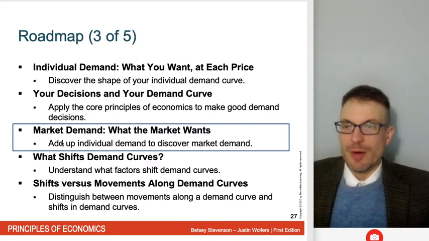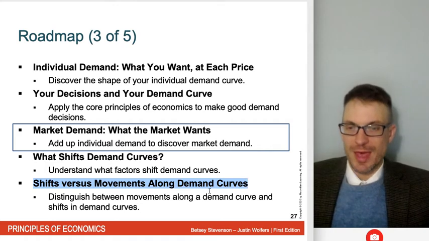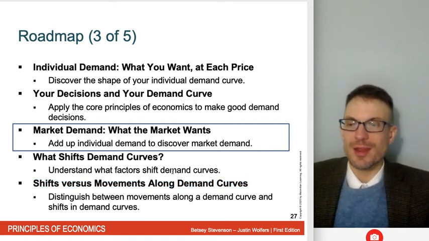All right, so now we want to think about aggregating up individual demand curves to give us the overall market demand curve. And we want to think about what shifts demand curves. This is going to be a change in demand. And then we'll think about distinguishing between shifts and movements along demand curves. Movements along demand curves correspond to a change in quantity demanded.